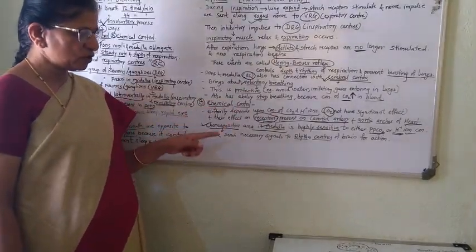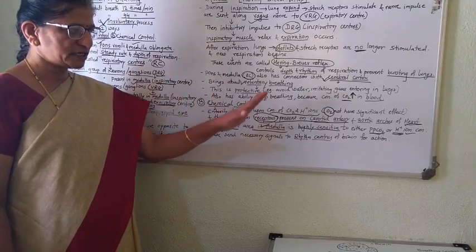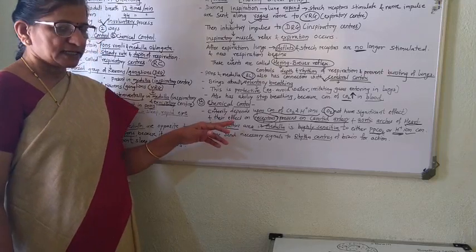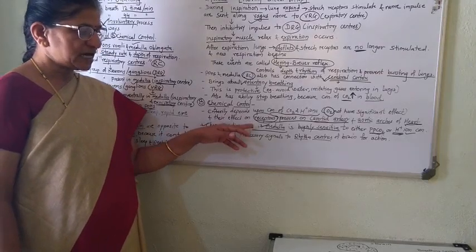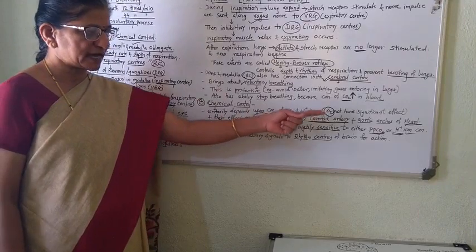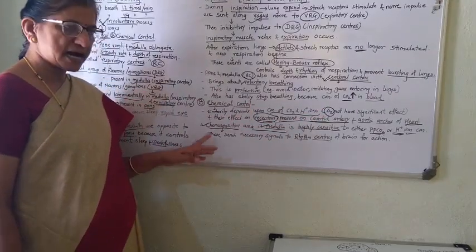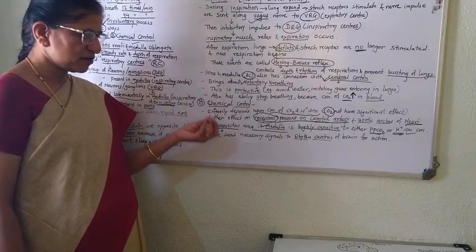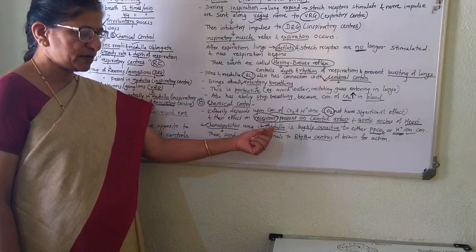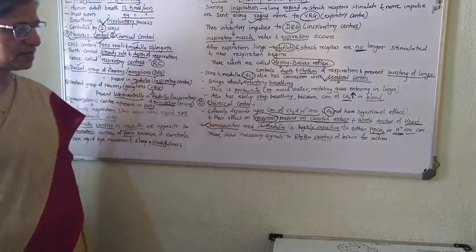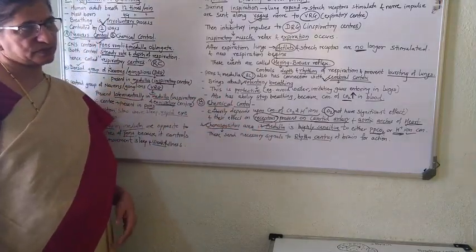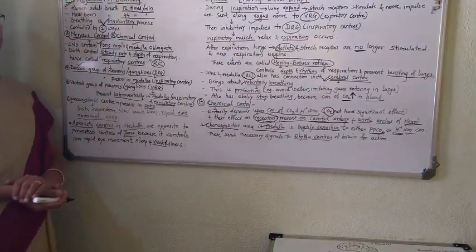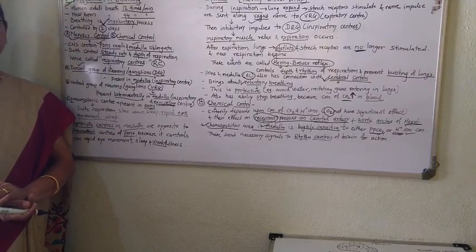Then chemical control completely depends upon the concentration of CO2 and the concentration of H ions in the blood. These are detected by receptors present on the carotid artery and aortic arch, and they stimulate a nerve impulse. That nerve impulse goes to the chemosensitive area of the medulla and brings about rhythmic respiration. So here we complete 8.4, regulation of breathing. Clear?